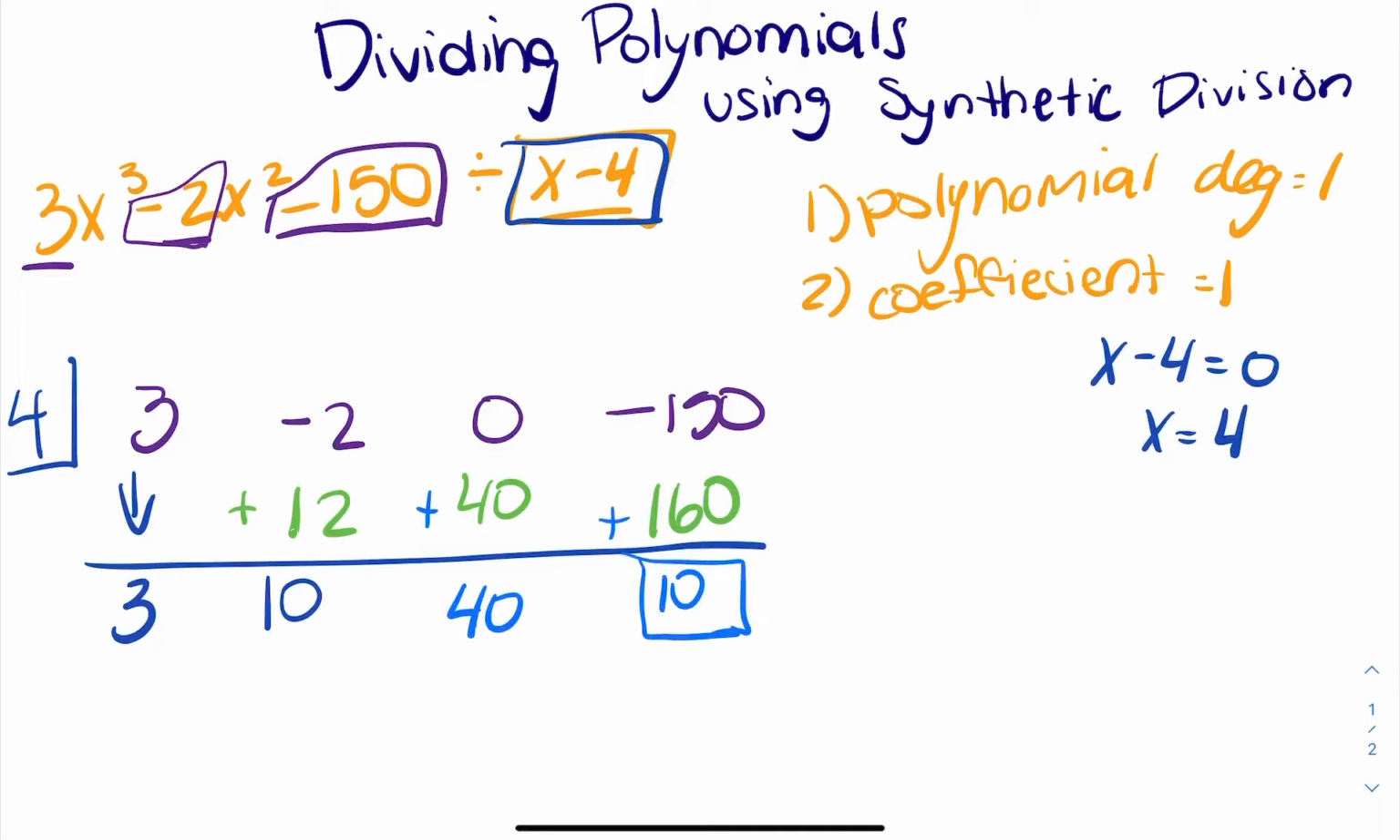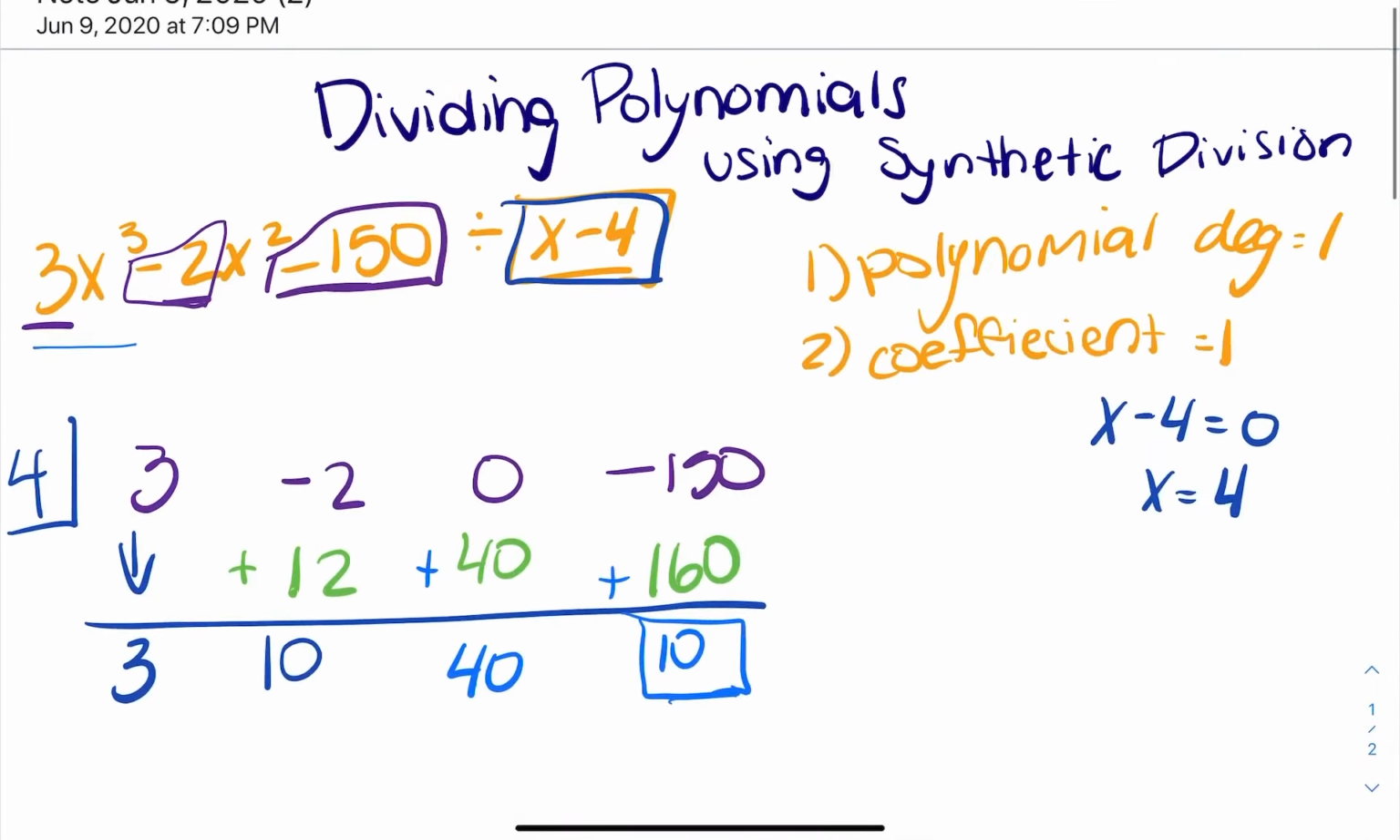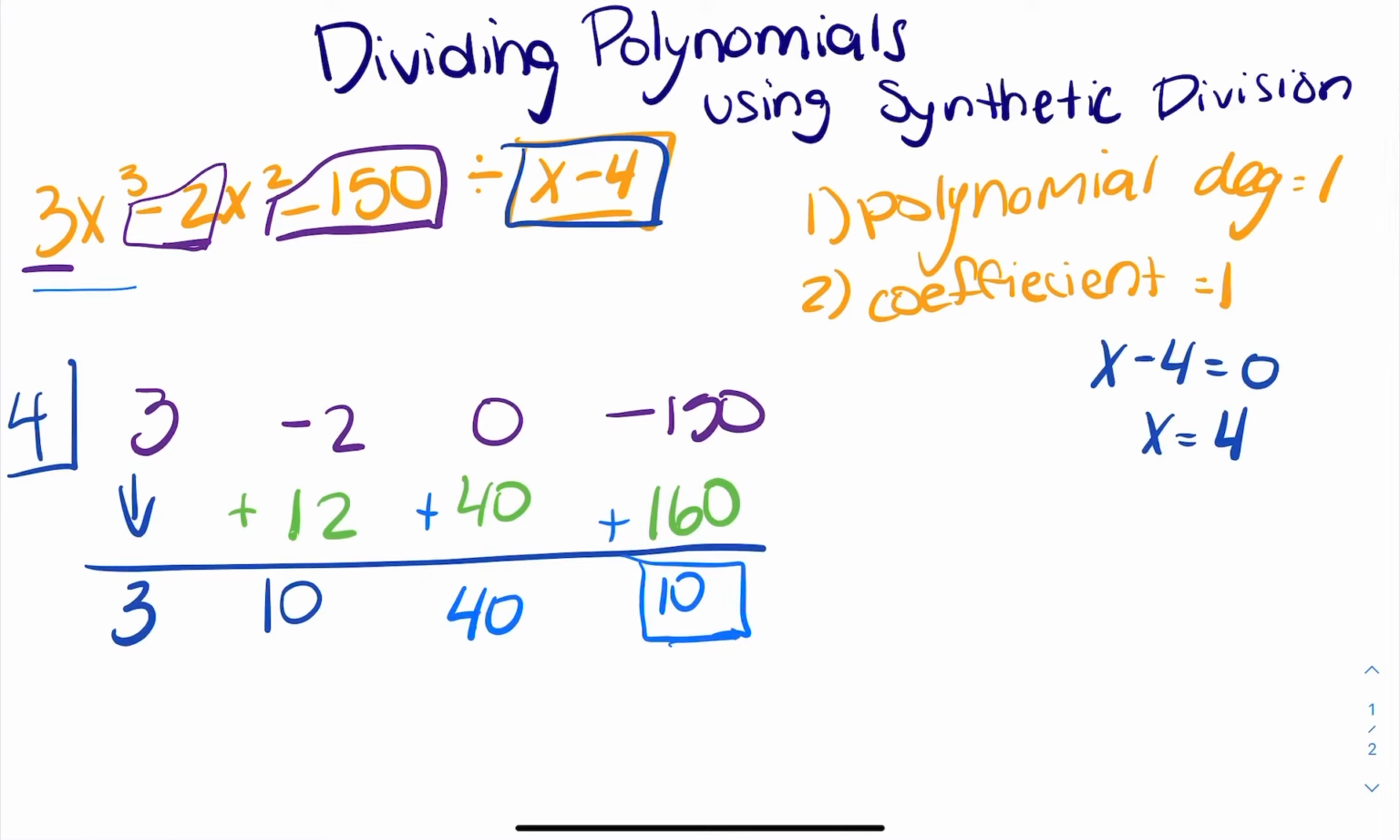So now that you have all your numbers together with your remainder of 10, because that's what was left over when you divided, you're going to look back to your original equation. This had the degree of x to the third. So you're going to go down one degree, so in this case, starting at x squared. You're going to take your 3 and make it 3x squared.